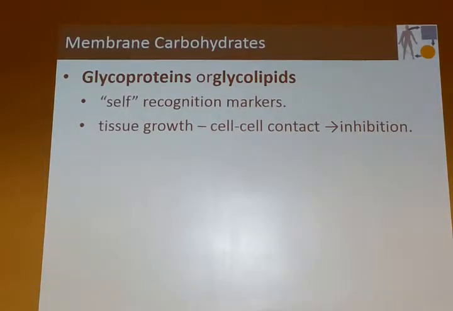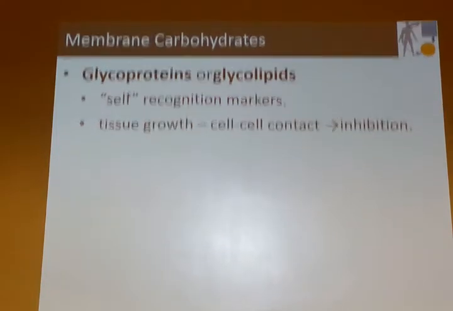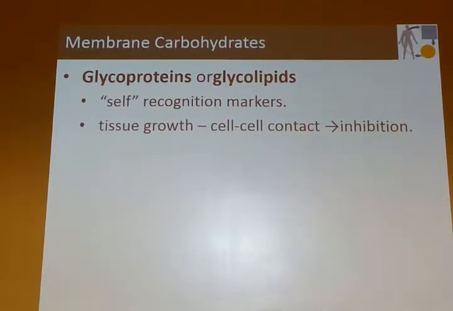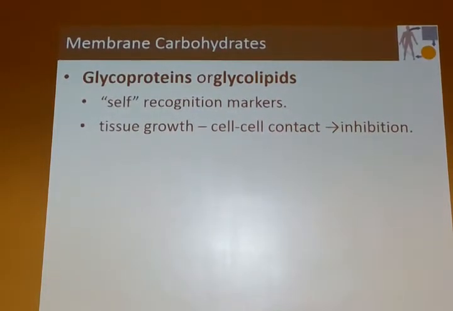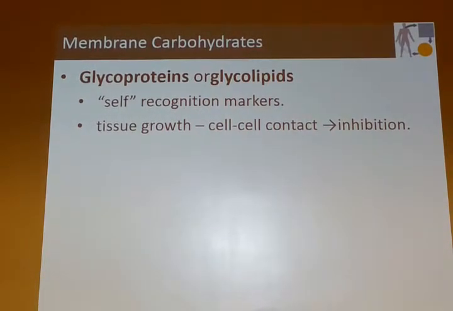Also, contact inhibition. When these surface molecules come in contact with each other, it should signal the cell to stop dividing. You divided to fill in the gap, and now when you fill in the gap, cell division should stop. Some cells lose that contact inhibition, and then they continue to divide, and you get a tumor. So a benign tumor or a metastasizing tumor, those cells have lost their contact inhibition, and they filled in the space but continue to divide, and then they create problems.